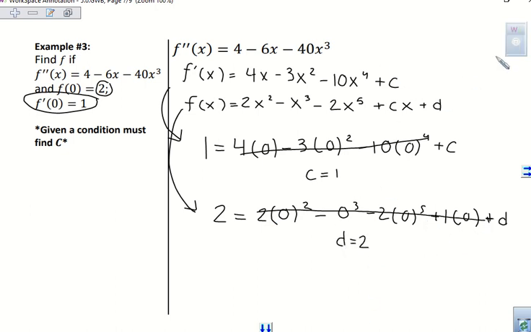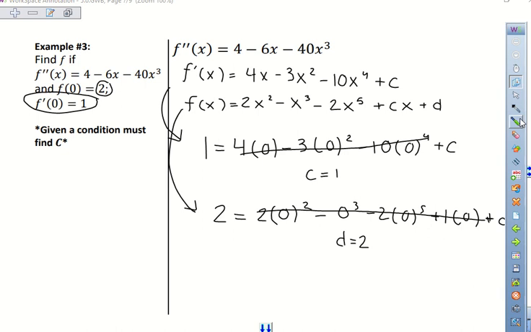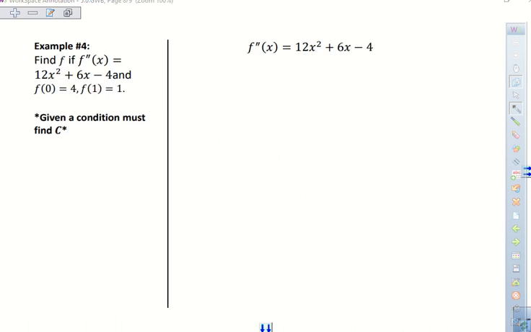So then what you would go back and do is you would just replace these values in the function here with what they are. So that would be your actual function. Okay? So any questions about that? How I found C and D? You got it? Okay. All right.